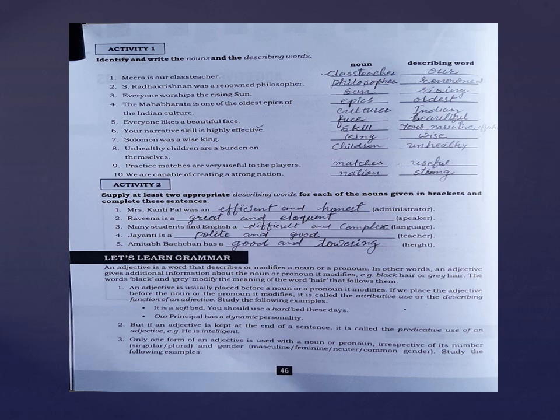See here in activity 2: supply at least two appropriate describing words for each of the nouns given in the bracket and complete the sentences. Mrs. Kantipal was an efficient, honest administrator. So here I have used efficient and honest. There are two adjectives I have used here to describe the noun. We can call it a compound adjective also. Like this, you have to fill in your own adjectives. You can also use all the adjectives which I have written here.